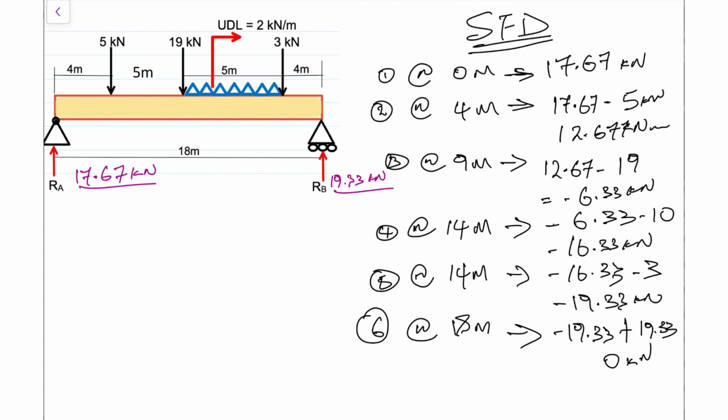So just to highlight the points that we are going to be plotting. First point right there, 17.67. Then we move down to 12.67. Then we move down again to negative 6.33. Then we move down to negative 16.33. Back down to negative 19.33. And then up to 0 kilonewtons. So let's plot those points now and see what they look like.